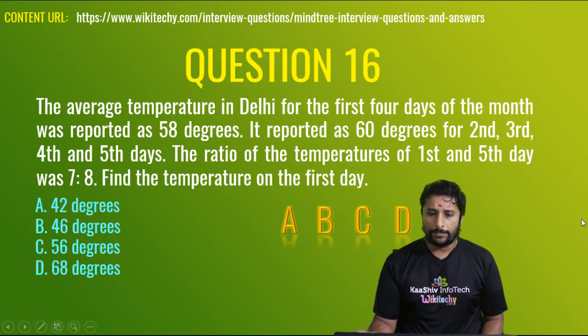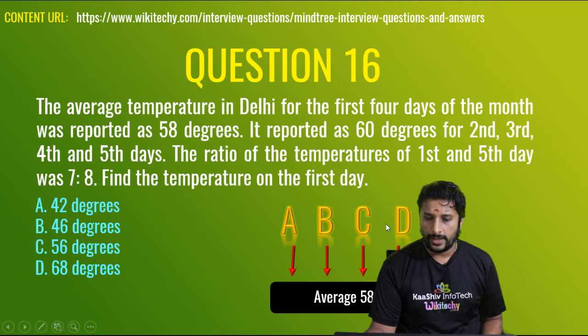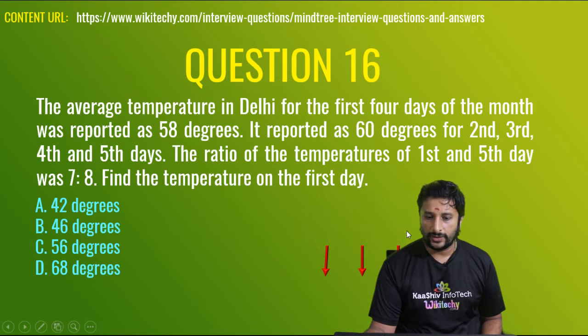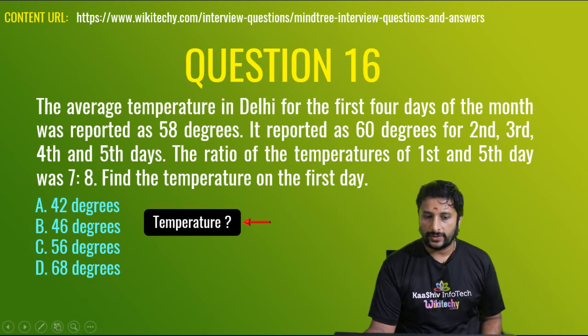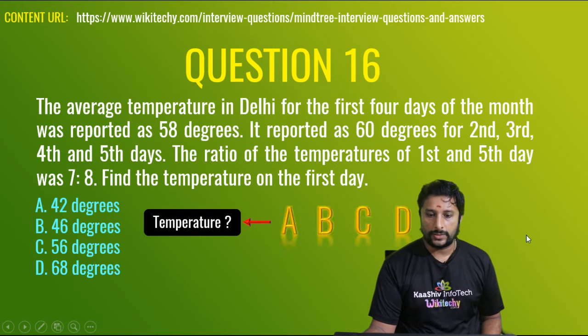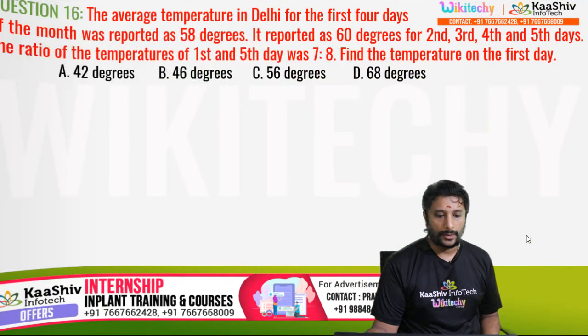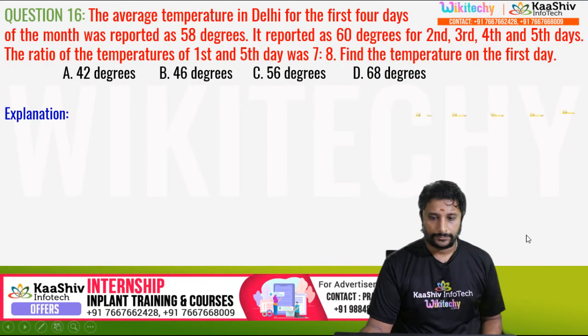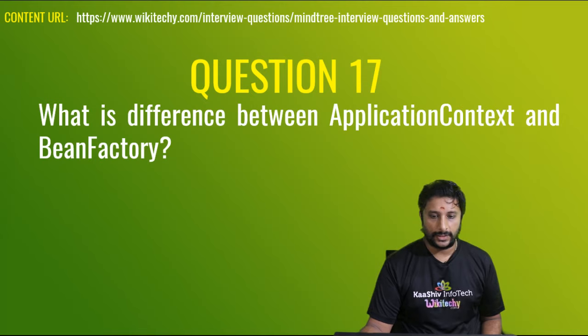The average temperature in Delhi for the first 4 days of the month is 58, and the average of the second, third, fourth and fifth days is 60 degrees. The ratio of the first and fifth is 7:8. What is the temperature of the first day? That's the question. Now let's see the answer.